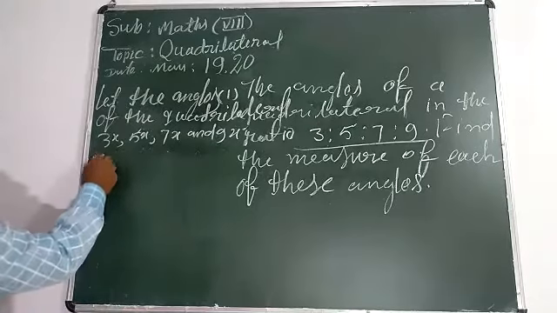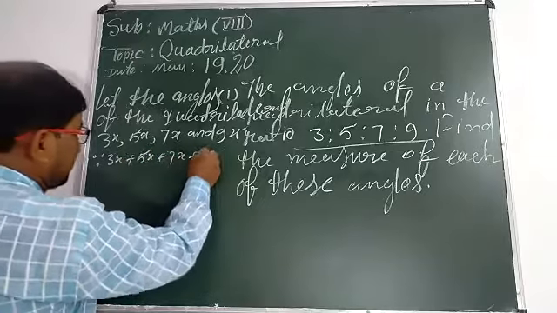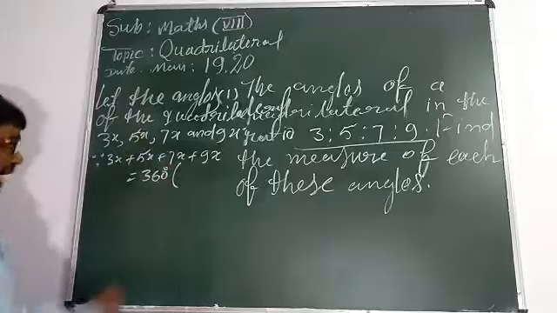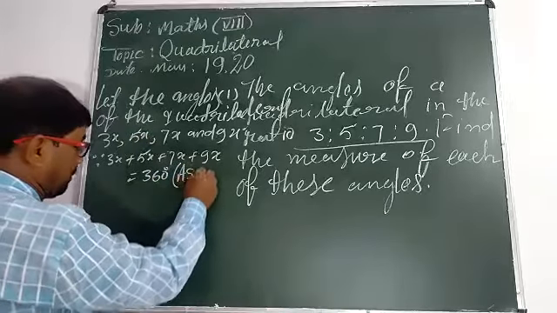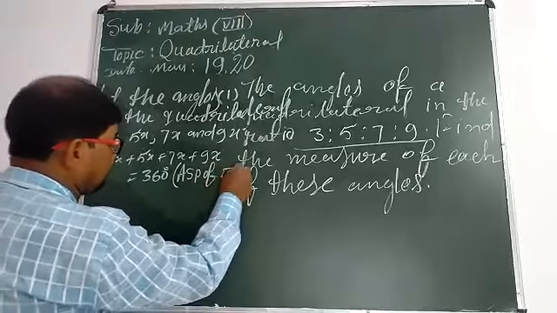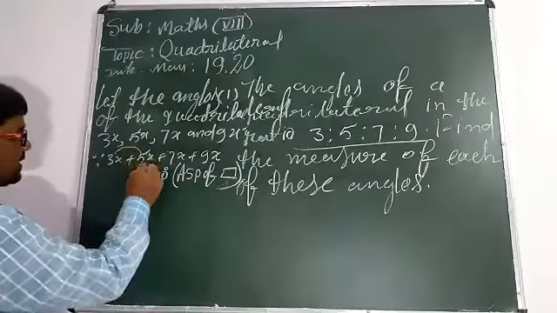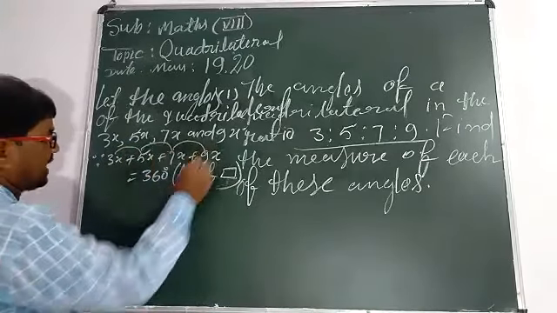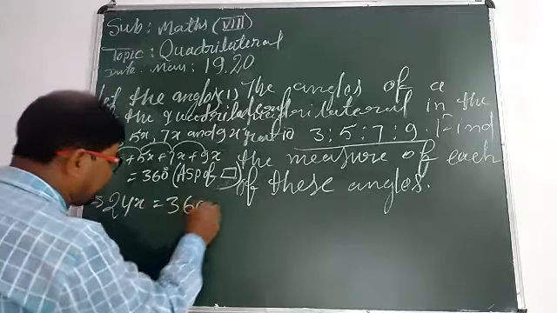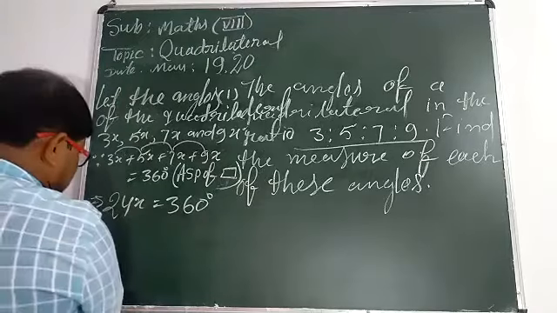Since 3x plus 5x plus 7x plus 9x equal to 360 degrees, by the angle sum property of a quadrilateral. Now 3 plus 5 is 8, 8 plus 7 is 15, 15 plus 9 is 24. You should write 24x equal to 360 degrees.